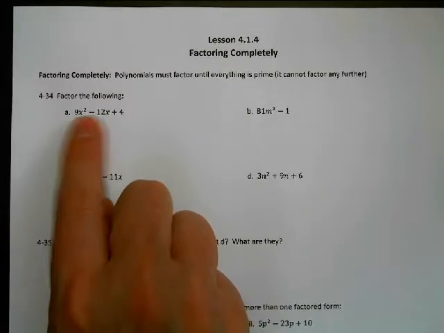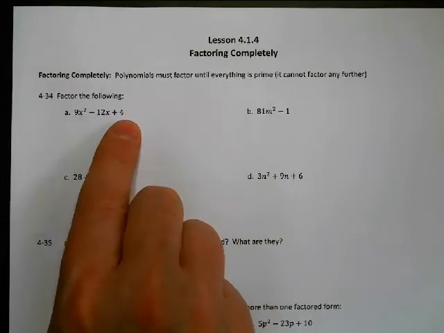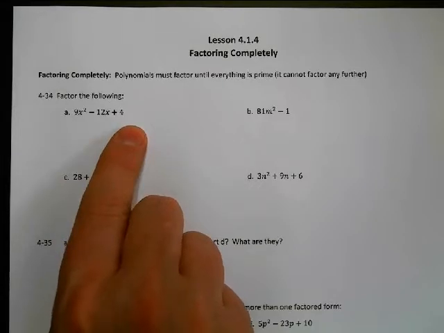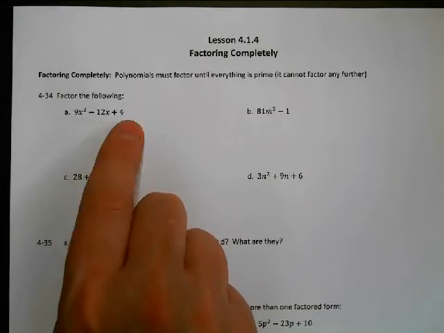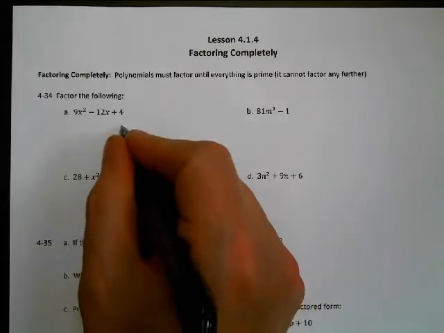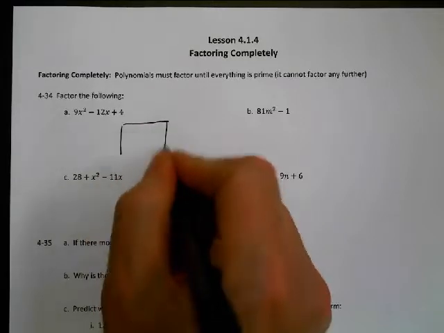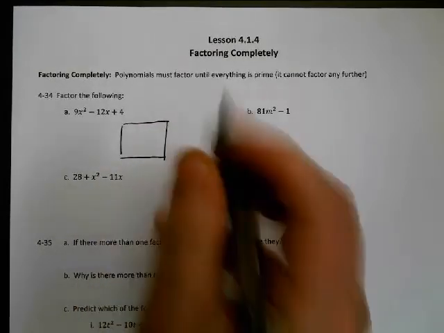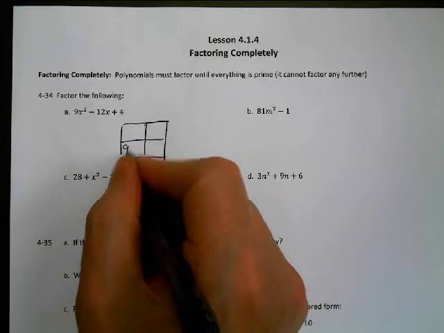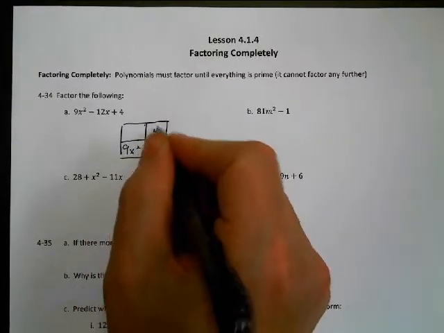So does anything go into 9, 12, and 4? Well, 3 goes into 9 and 12, but 3 doesn't go into 4. And then 4 goes into 12 and 4, but it doesn't go into 9. So I'm not seeing a GCF there. Okay, so then I will proceed with the problem like I normally would. So I set this thing up and I put my 9x squared here and my 4 here.